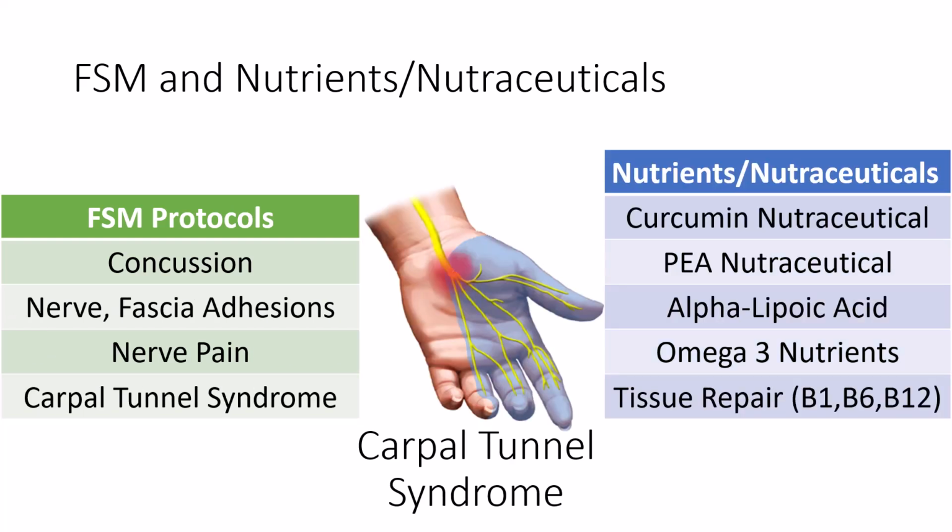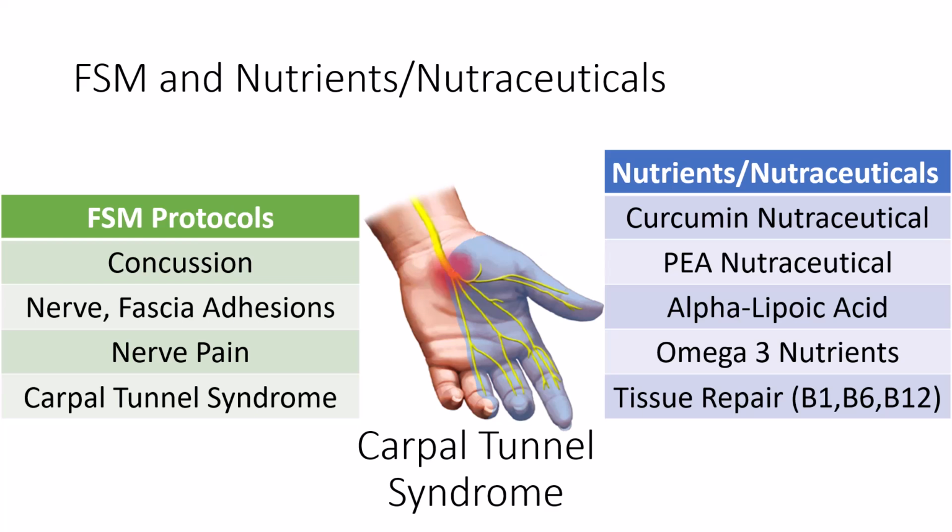Let's look at how you might stack FSM and nutrients and nutraceuticals to treat a neuropathy like carpal tunnel syndrome. On the FSM side, you would use protocols like carpal tunnel syndrome protocol, the nerve pain protocol, the nerve fascia adhesions protocol, and the concussion protocol.